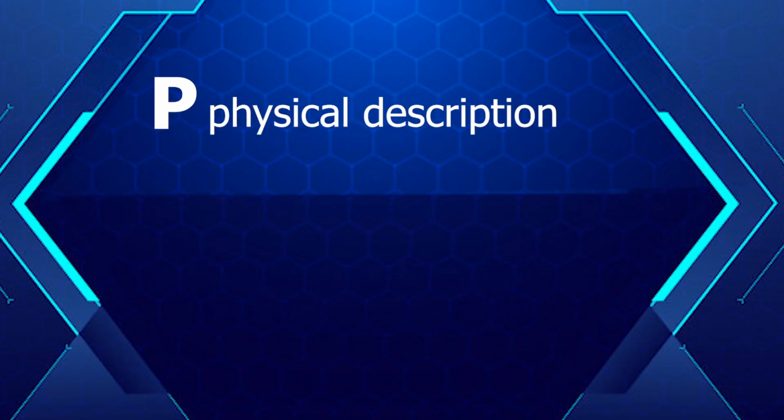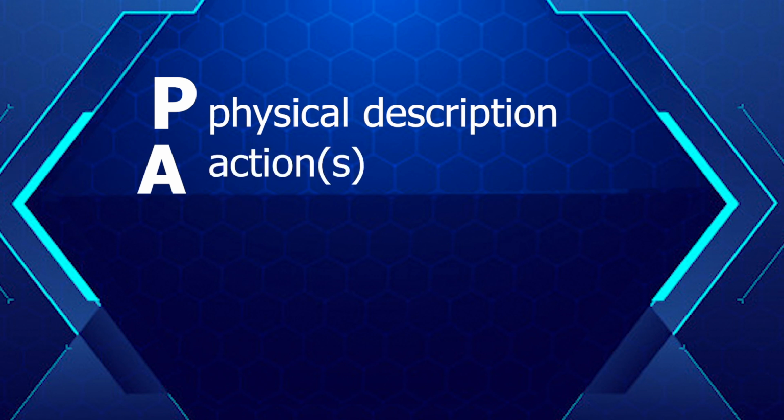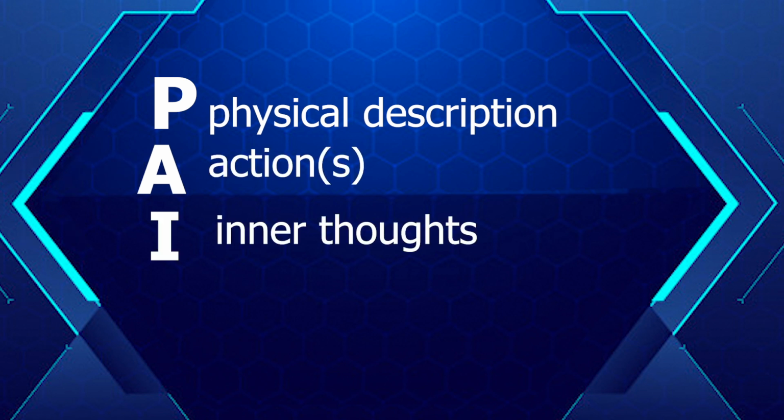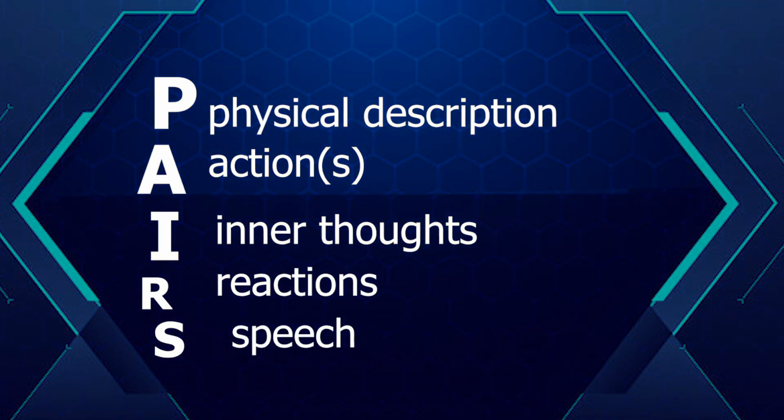Characterization in this context is simply the creation or construction of a fictional character. There are 5 elements to characterization, or 5 elements to building a character. The acronym PAIRS, P-A-I-R-S, will help you remember. P, physical description. A, actions. I, inner thoughts. R, reactions. S, speech.